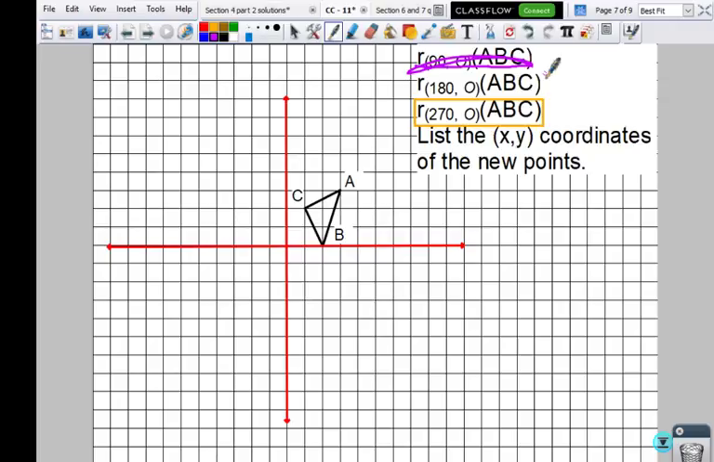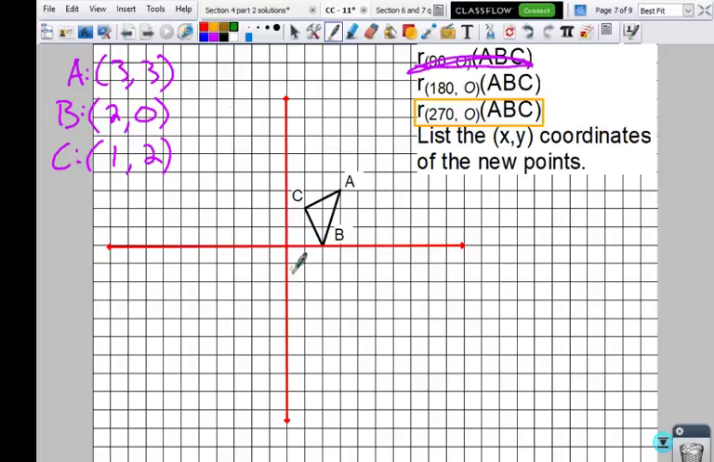So to start with, I'm going to list A, B, and C. A is at 1, 2, 3, 1, 2, 3. B is at 2, 0. And C is at 1, 2. Okay? So I'm going to start by doing a 180-degree rotation.